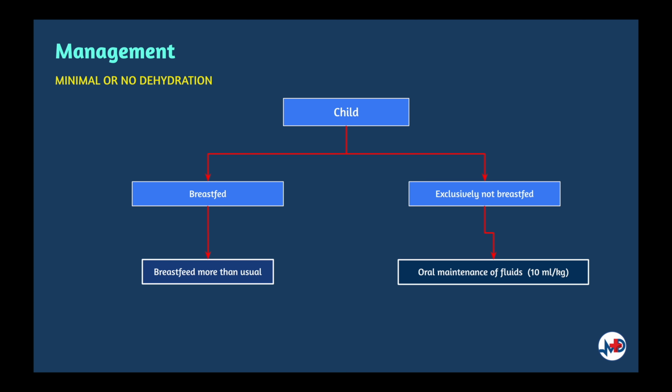In children with minimal or no dehydration, no immediate treatment is required. If the child is breastfed, then the mother should be encouraged to breastfeed more than usual in those with minimal or no dehydration. If the child is not exclusively breastfed, oral maintenance fluids should be given. Any ongoing losses need to be replaced with 10 ml per kilogram body weight of additional ORS for each loose stool, as well as 2 ml per kilogram body weight of additional ORS for each episode of emesis.